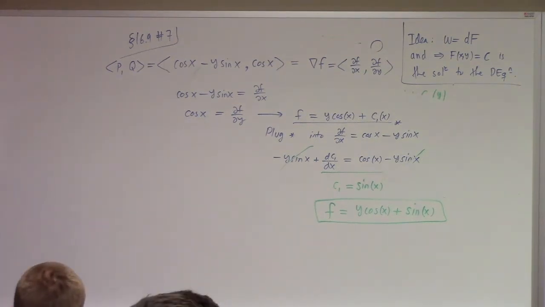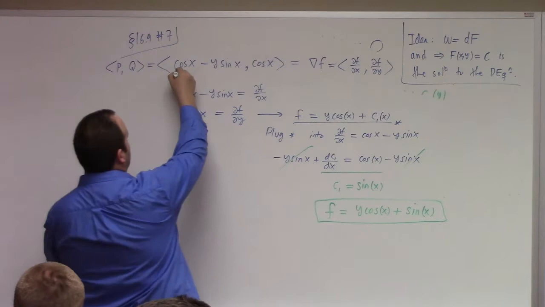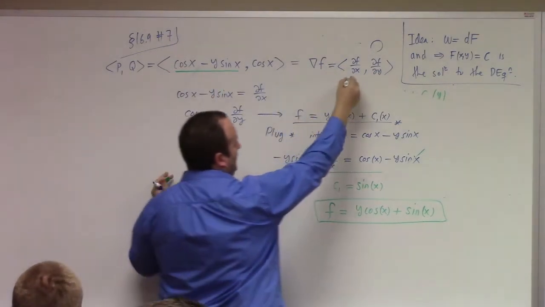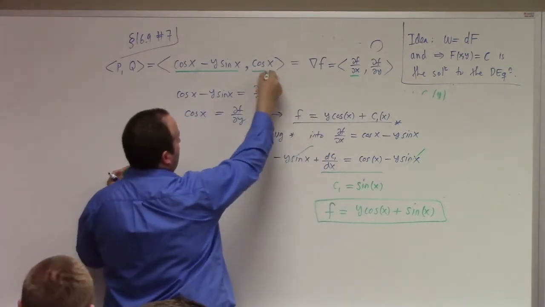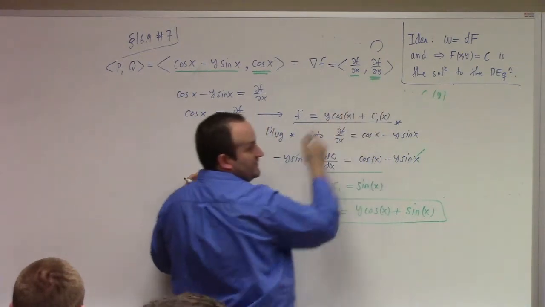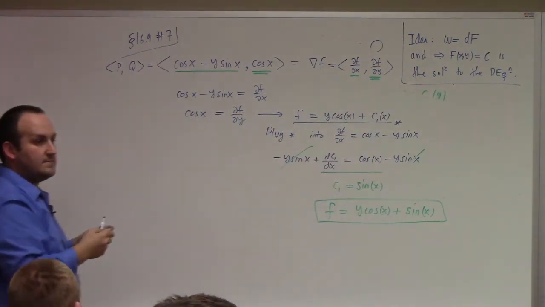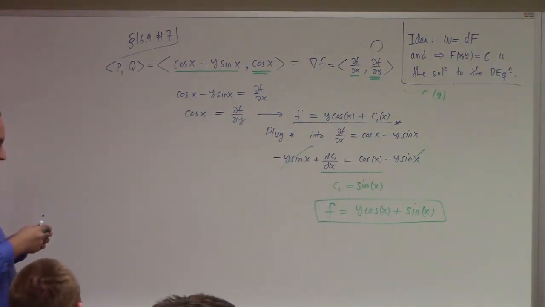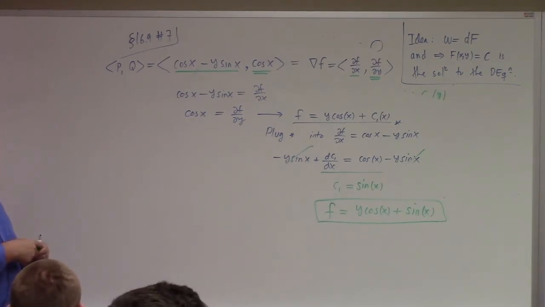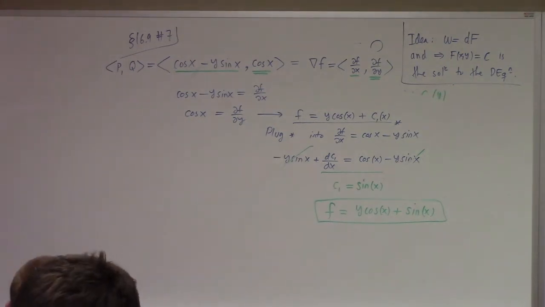How did you get the cosine x minus y sine x equals partial f partial x? So this has to match that, and this has to match that if it's going to be the gradient. Where's the differential equation? That's not this problem, right? But it's the same math. You see that?